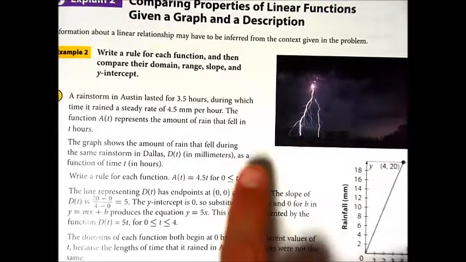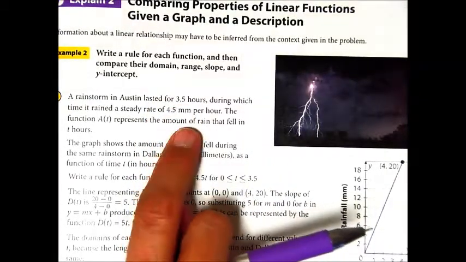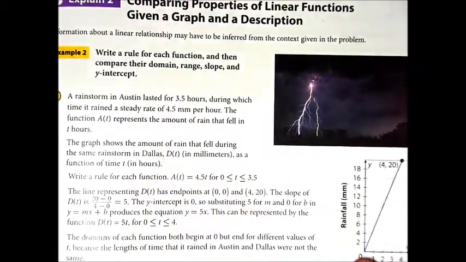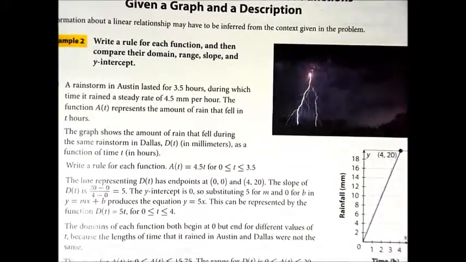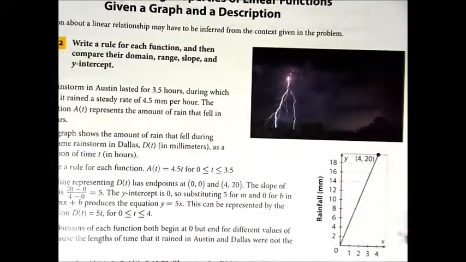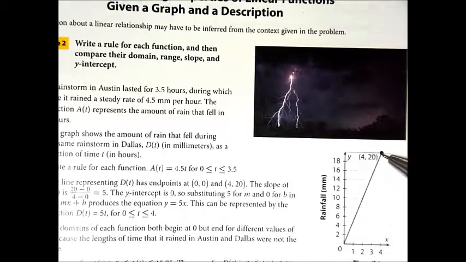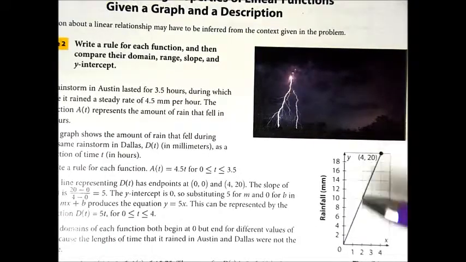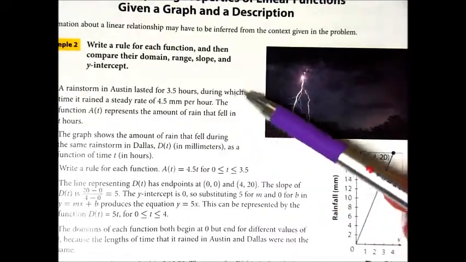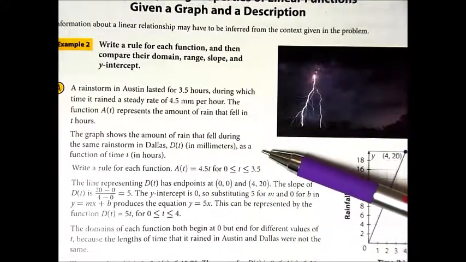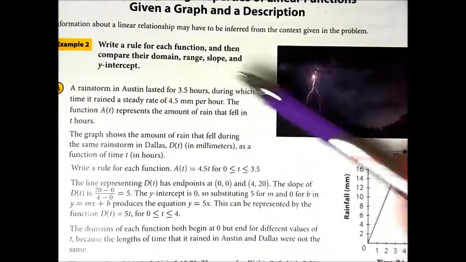Okay? So in Dallas, they're not going to tell you all this stuff, but you can find the same stuff on the graph. There's your time, there's your rainfall, you can tell how many hours it was raining for. Hey, it was raining for 4 hours. How much rain did they get? Hey, they got 20 millimeters of rain. So they want a rule for this one, and they want a rule for this one, and then they want all of this good stuff compared. So, let's try it.